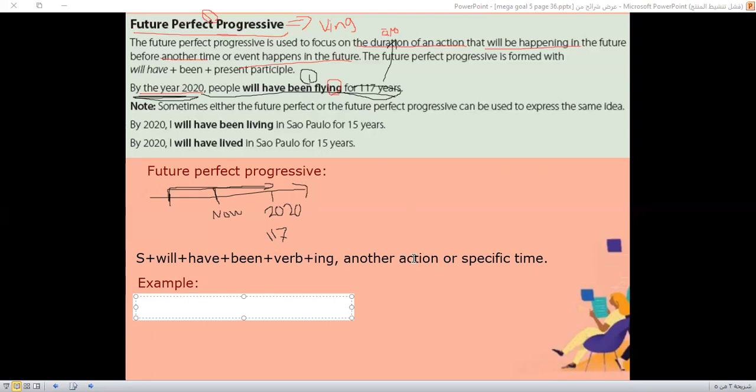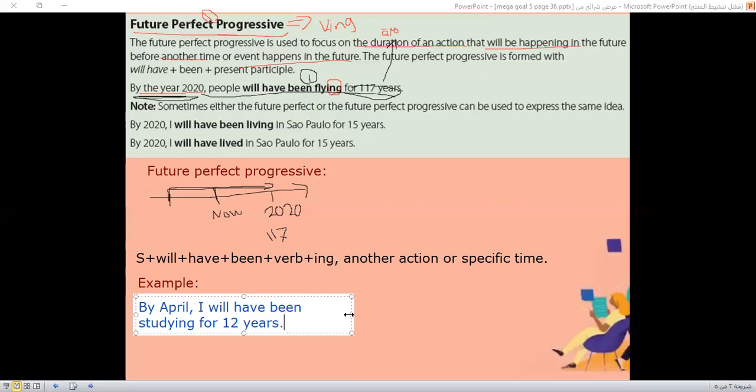By April, I will complete 12 years. Very good. By April, we would say, I will have been studying for how many years? Yes, for 12 years.